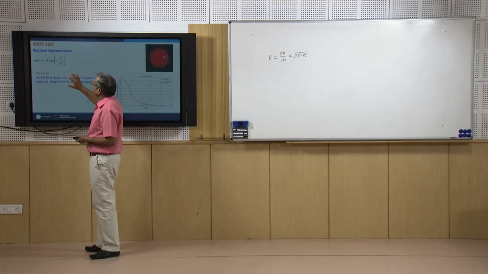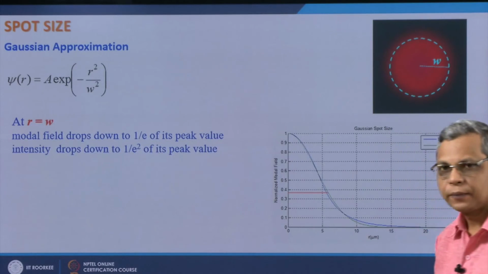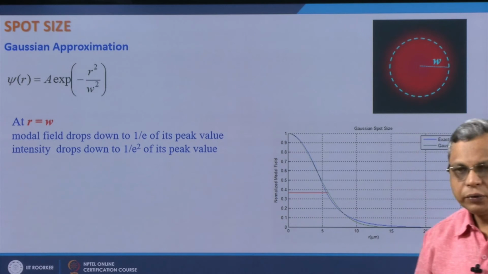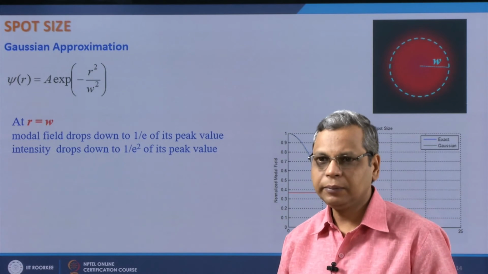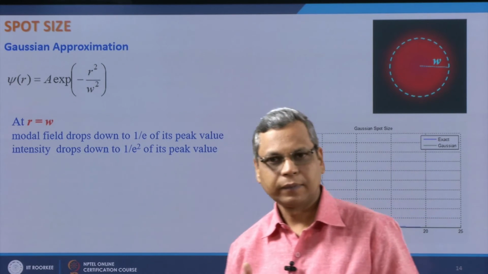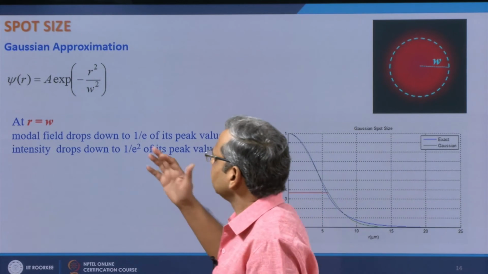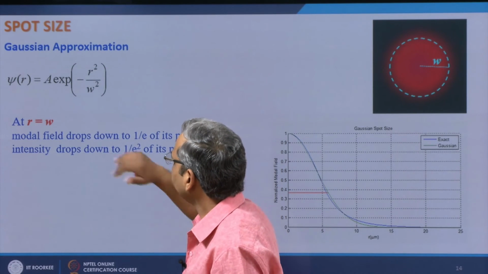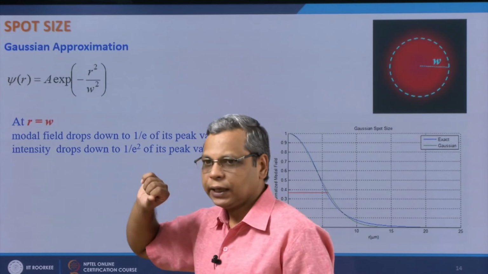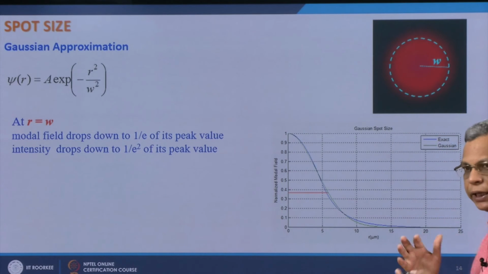So, I can very well use this Gaussian approximation to represent this field. And why do I want to do this? Because using Bessel functions all the time is not convenient, and working with a Gaussian is very easy. So, I express my modal field with a Gaussian, and then with the help of this I can estimate or define the spot size, the size of this spot.